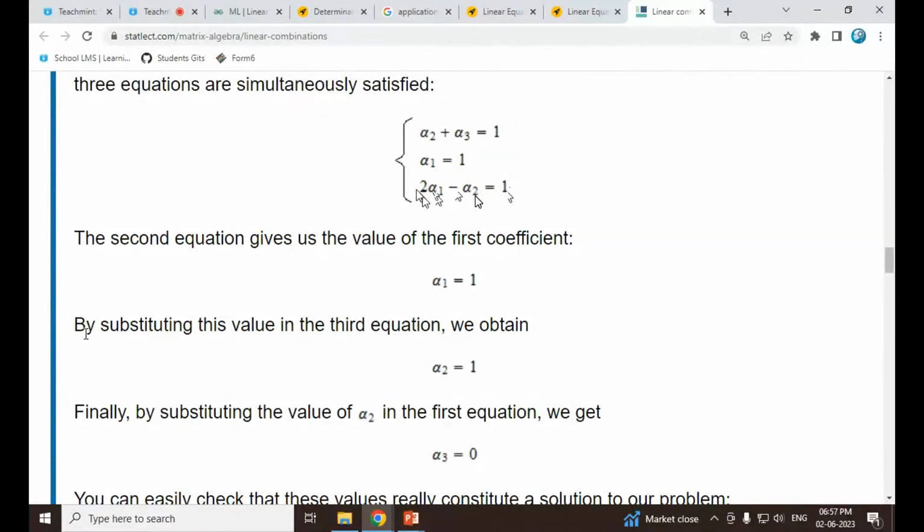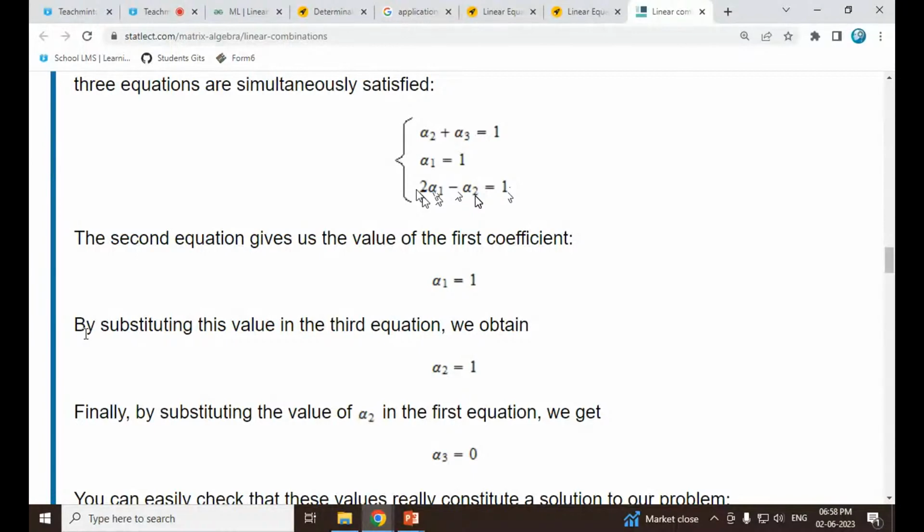Minus A2, both sides. Then minus A2 is minus 2 plus 1. A2 is equal to 1. Okay, now we have A1 ready, A2 ready. You can find out the last one.